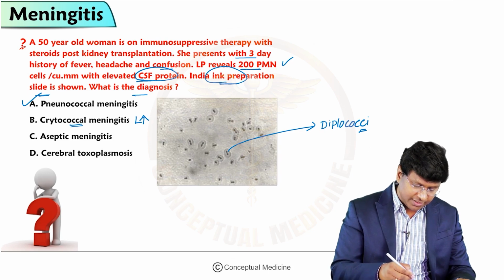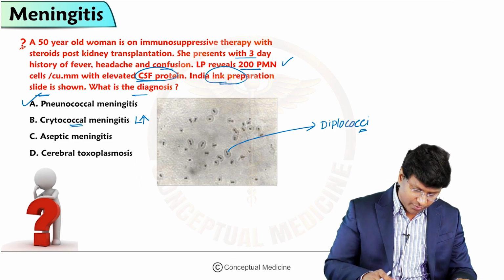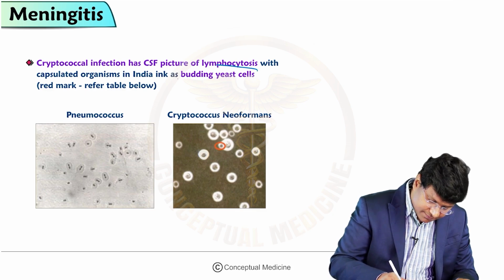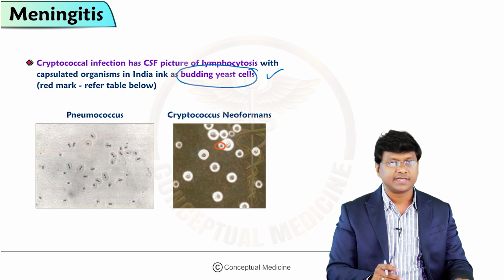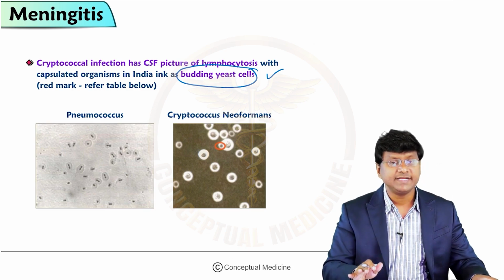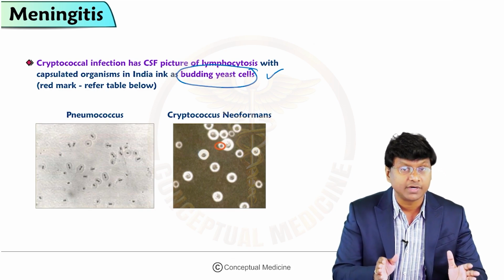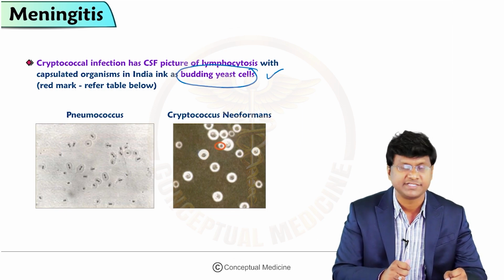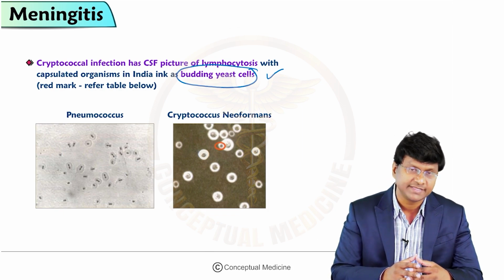Whereas in case of cryptococcal meningitis, you don't have these diplococci in the India ink. In the cryptococci, what you will have are budding yeast cells. That is what you will see in case of cryptococcal infection, and India ink will be positive. So that is the story of meningitis. You need to know the various organisms, and you need to know the clinical features, complications, and CSF picture in various forms of meningitis. You have to be very thorough with them. So with this, I'll wind up this very important topic, that is meningitis.